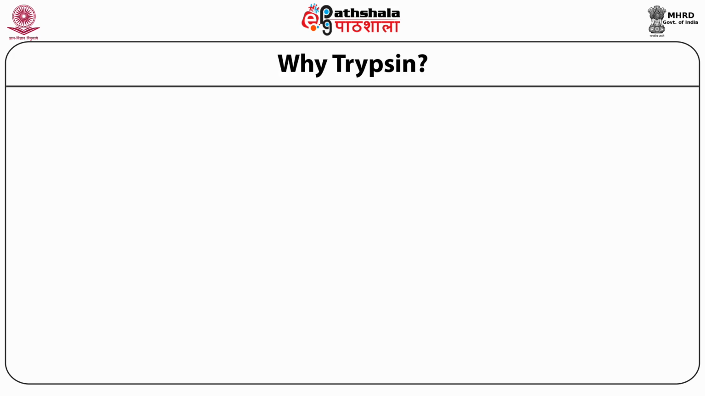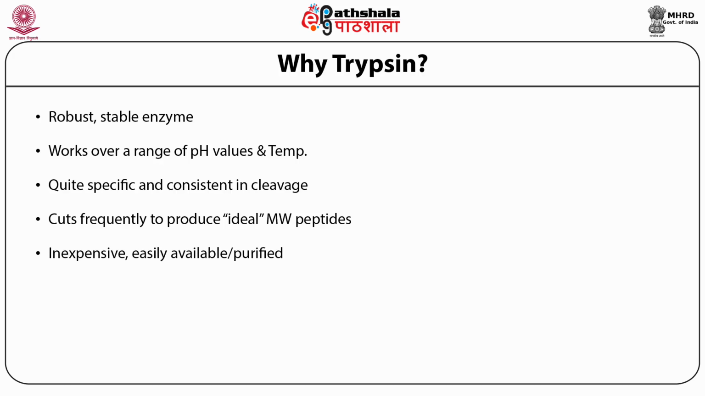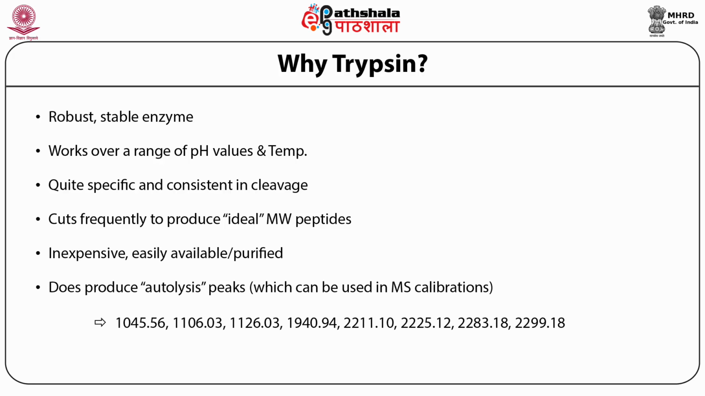However, trypsin is one of the enzymes which is widely used for proteomic analysis. There are certain advantages of trypsin over other enzymes. It is a robust and stable enzyme. It works over a range of pH values and temperatures. It is quite specific and consistent in cleavage. It cuts frequently to produce ideal molecular weight peptides. It is inexpensive and easily available. It also produces some autolysis peaks which may be utilized for calibration of the mass spectrometer.